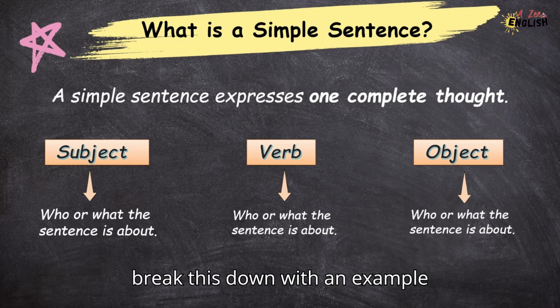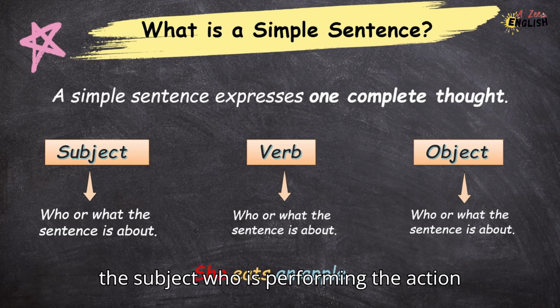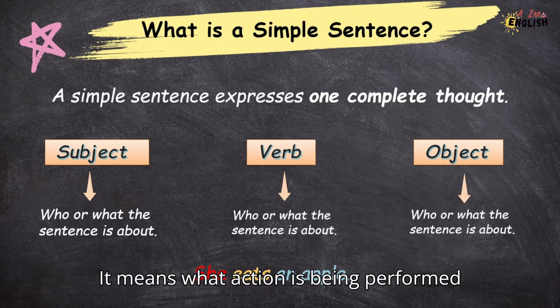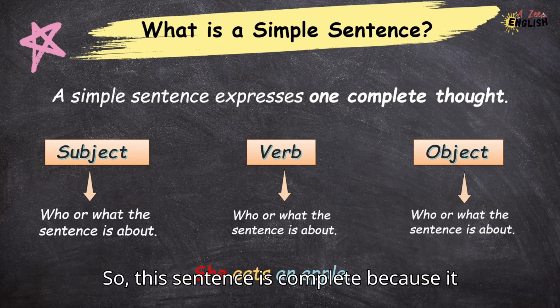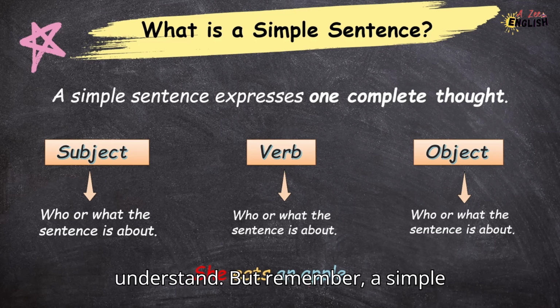Let's break this down with an example. First example. She eats an apple. Here, she is the subject who is performing the action. Eats. Eats is the verb. It means what action is being performed. An apple is the object here, meaning what is being eaten. So, this sentence is complete because it tells us who is doing what. It's clear, simple, and easy to understand.